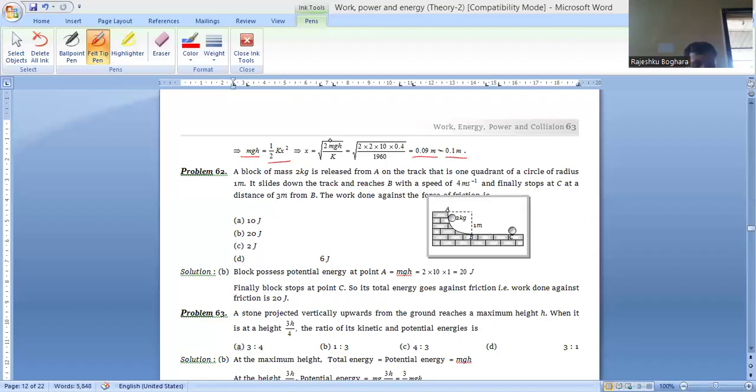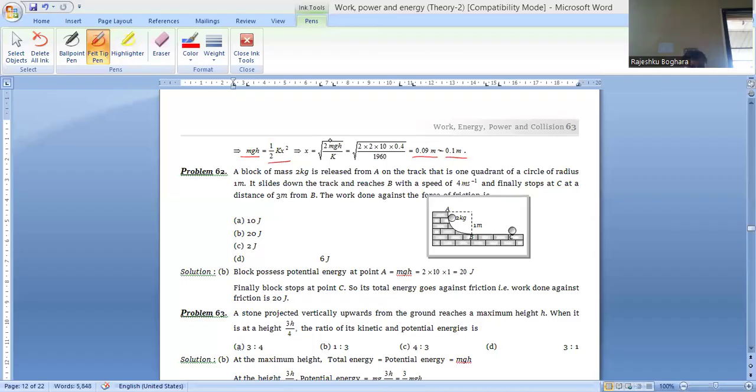Next, a car of mass 1250 kg experiences a resistance of 750 Newton when it moves at 30 meters per second. If the engine can develop 30 kilowatt at this speed, the maximum acceleration that the engine can produce. Maximum acceleration find. Power is given. Power given 30 kilowatt is 30 into 10 to the power 3 watt.